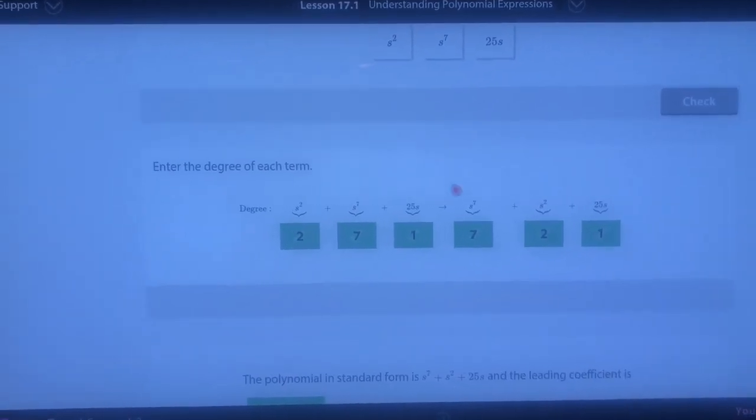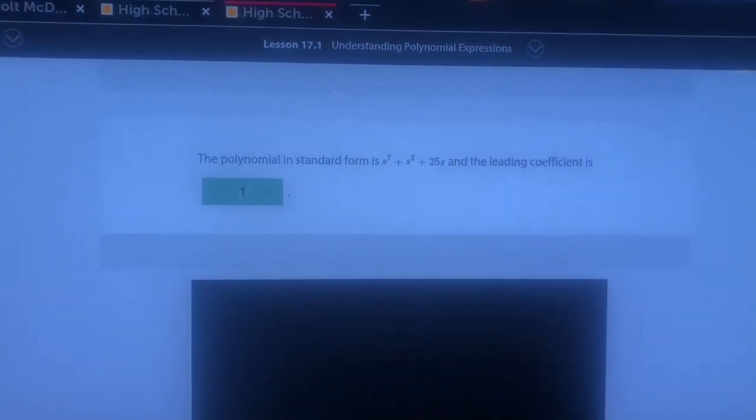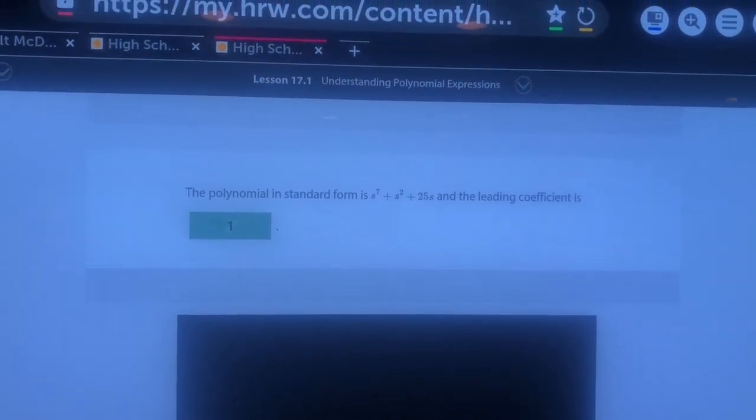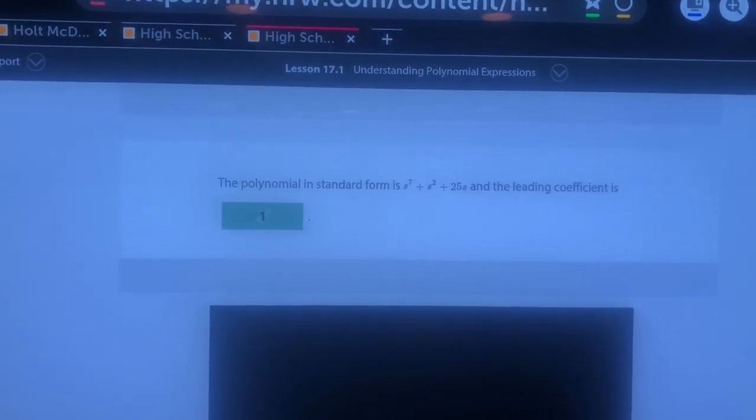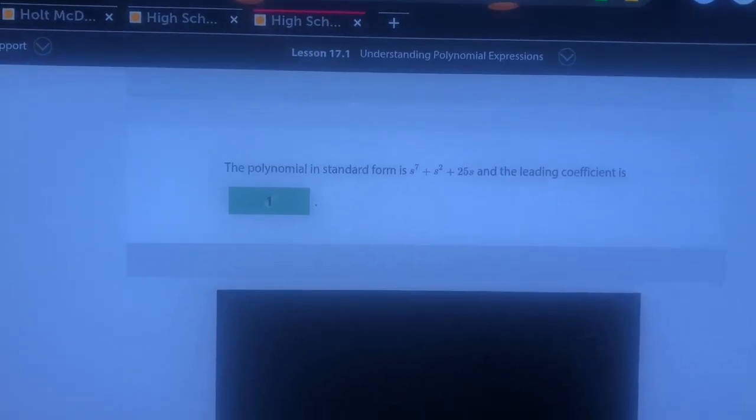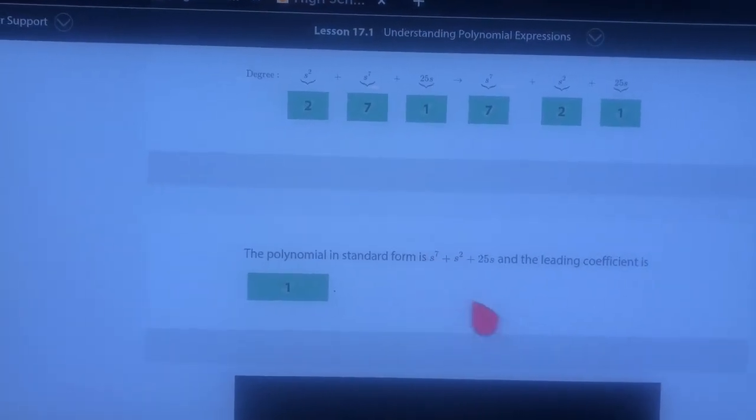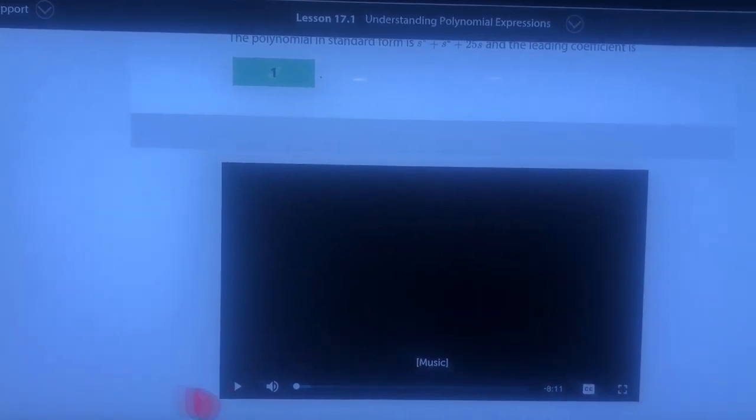So now we put those in order, highest first: s to the 7th plus s squared plus 25s. And the leading coefficient, the number that is in front of the s right there, is a 1. All right, now we're going to see a brief part of this video.